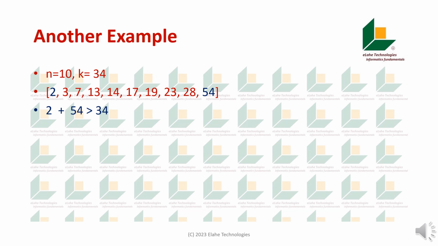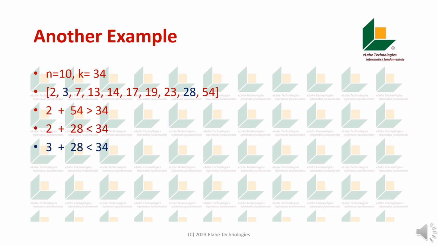Let us apply the same algorithm on another instance of the problem. Here n equals 10, k equals 34. The array given is 2, 3, 7, 13, 14, 17, 19, 23, 28, 54. We need to find a pair of integers from a which adds up to 34. We start with the elements 2 and 54 at the left and right extreme of the array respectively. Since 2 plus 54 is greater than 34, we will decrement the right pointer. Now, 2 plus 28 is less than 34. This underestimates the target, we will increment the left pointer.